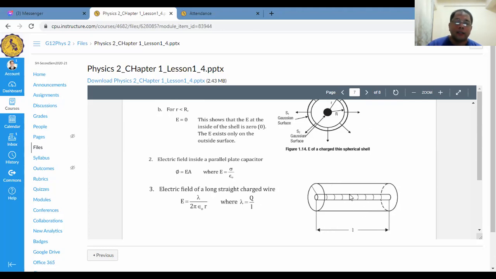Now if you deal with a certain straight wire, the electric field here will be affected by this certain magnitude called lambda. And to some extent it will also be affected by this length, the length of the wire. So this length of the wire happens to be inversely proportional to lambda. So longer wires will tend to have a lesser value for the electric field.